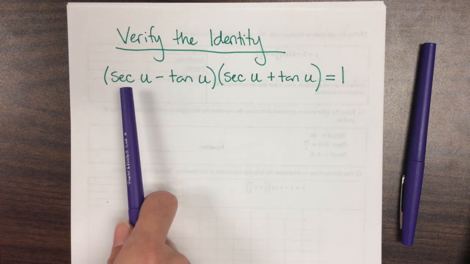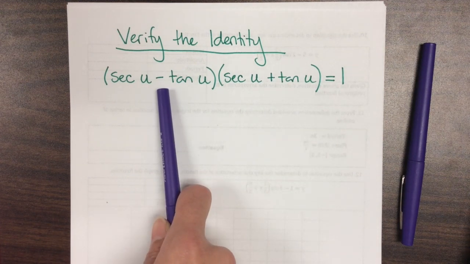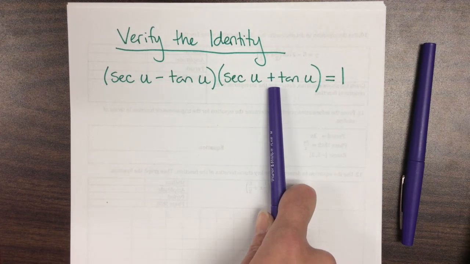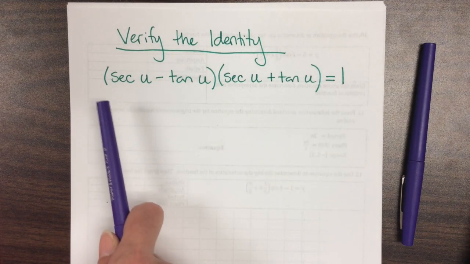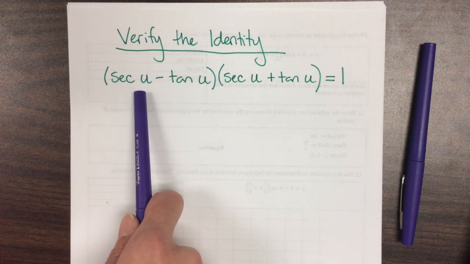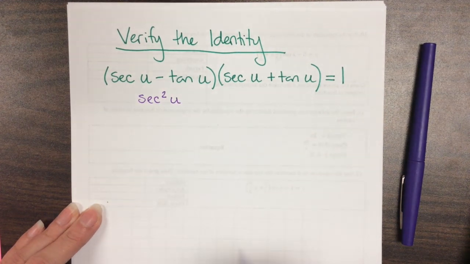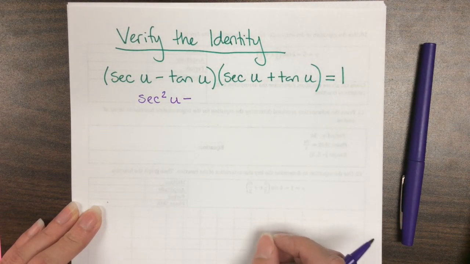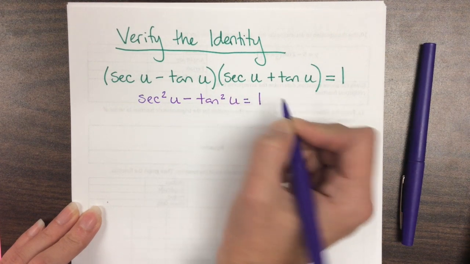Also, I want you to notice that we have the exact same terms in here, only one is separated by a minus and one is separated by a plus. This is going to create the difference of two squares, and if y'all notice that, it will help because it makes multiplying them very quick and easy. So we can just square the first term. So we end up with secant squared of u, and then it's always difference of two squares, and then we can square the second term. So we end up with tangent squared of u equals 1.